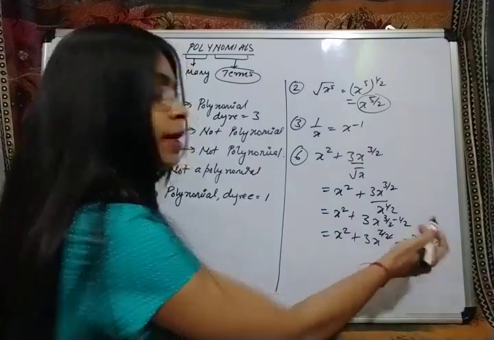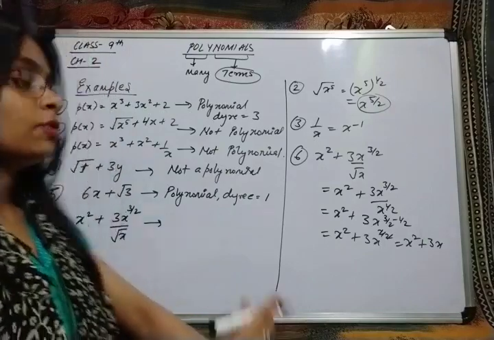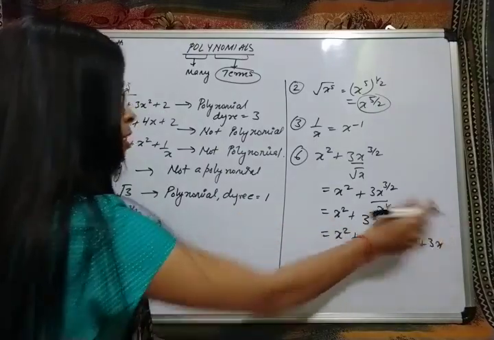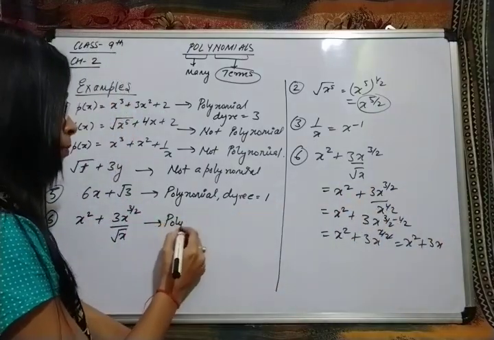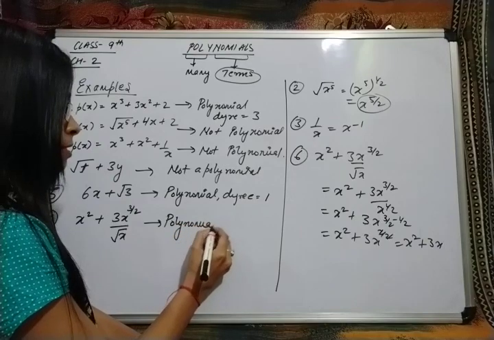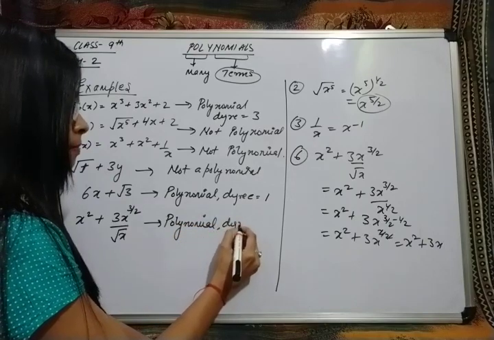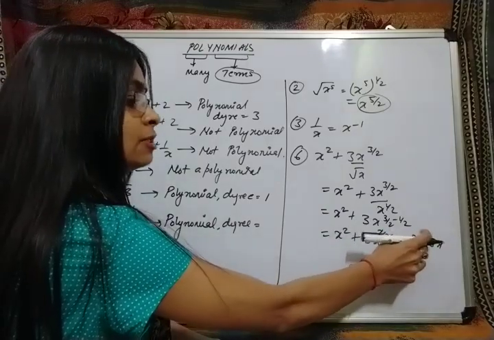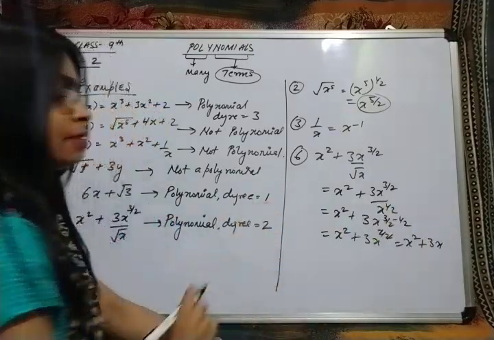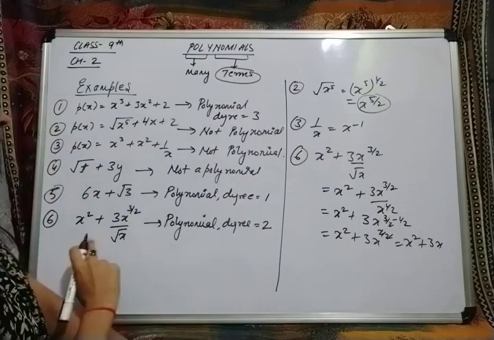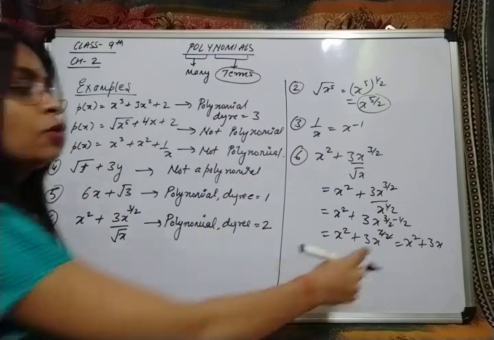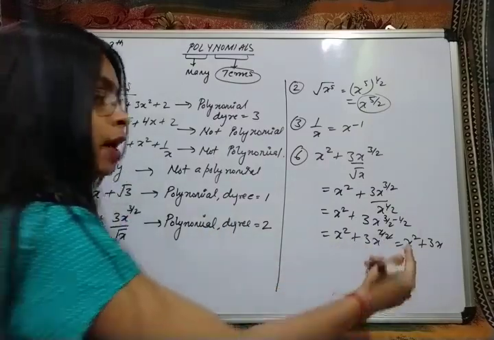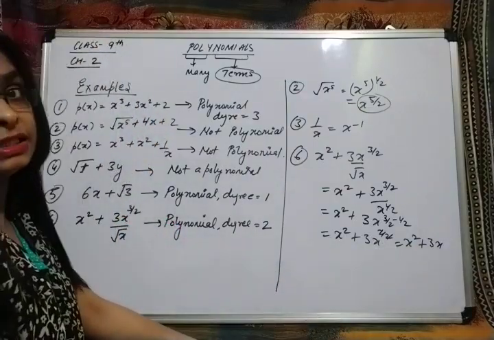x to the power 2 and x to the power 0. So x to the power 1. So it is also a polynomial. What is the degree here? Here it is 2 and 1, so the degree is 2. How many terms are there? 2 terms. What is the coefficient of x square? 1. Coefficient of x? 3.